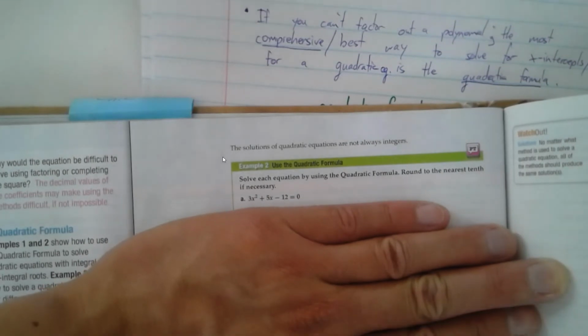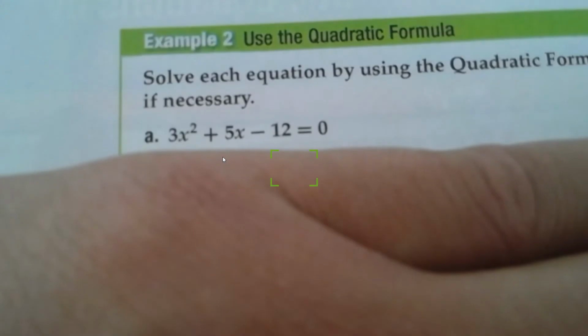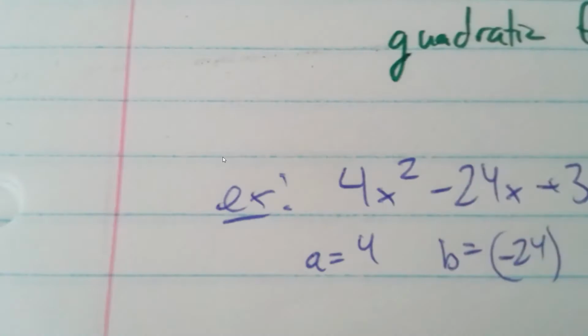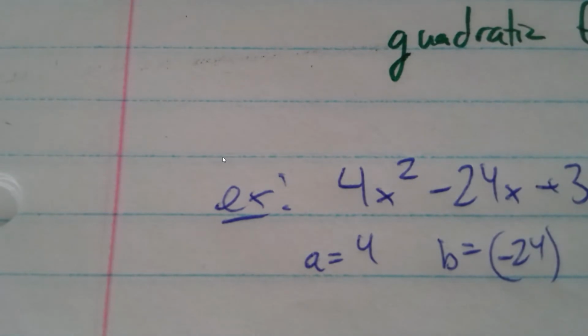Okay, I'm gonna freeze the screen. There you go. Can you guys see that? Can you see it now? Okay, there you go. All right, solve this. Solve for the x values of 3x squared plus 5x minus 12. Okay?